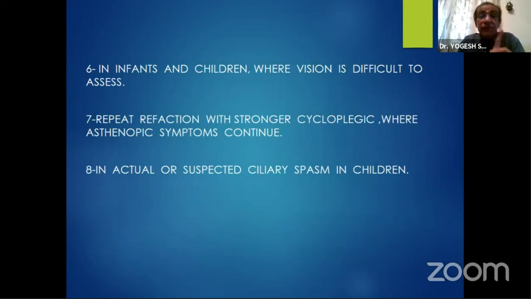Then in infants and children where vision is difficult to assess, a child of 2 years, even with Allen's or Teller's cards, which I also have with me, I try, but sometimes the child is not attentive. You do not get a correct assessment of the vision. Then you always go for correction of refractive error. Repeat refraction with stronger cycloplegic where asthenopic symptoms continue. Also in actual or suspected ciliary spasm in children, do that.